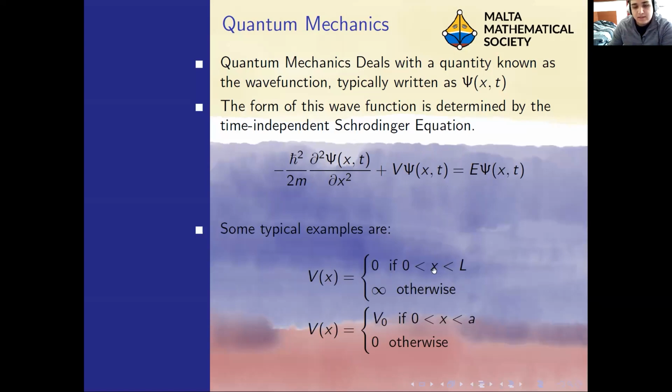The typical example, the first one, would be the infinite square well, which basically has a potential well. I've got some diagrams in the next few slides. But you basically have a particle in a box in some sense. And the second one is a particle in free space, but there's a barrier of some sort. So let's have a look at these.